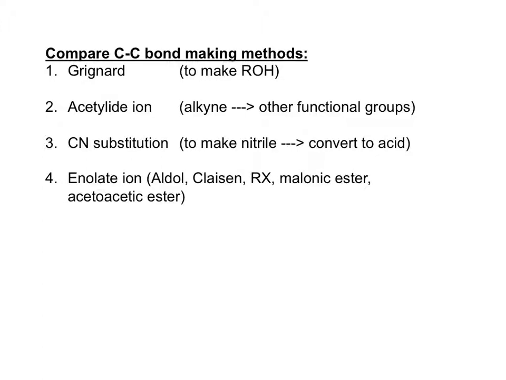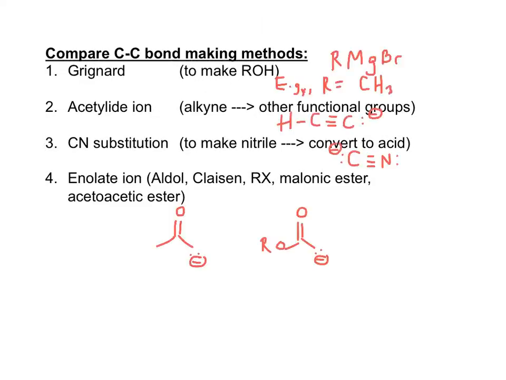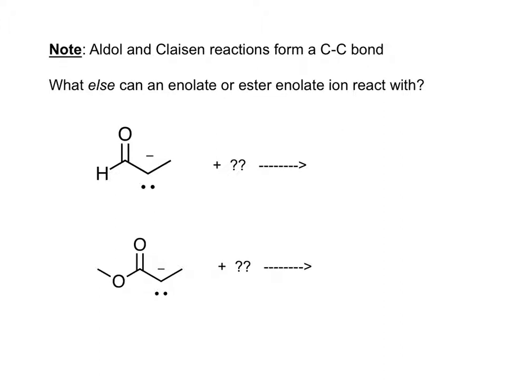So stop the video and draw the structure of each type of carbon nucleophile. So here are the structures. In the aldol condensation reaction, the enolate ion reacts with an aldehyde or ketone to form a carbon-carbon bond. In the Claisen condensation reaction, the ester enolate ion reacts with another ester to form a carbon-carbon bond.